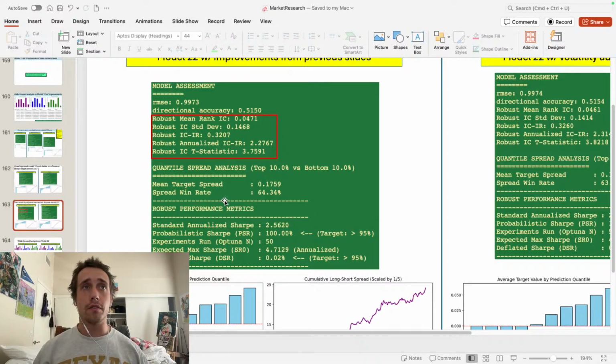Standard deviation of the information coefficient, information ratio, and t-statistic are all telling me about the stability of the model. For the first one, I want 3 to 13 times the information coefficient. You see here it's about 3 times, so that's good.